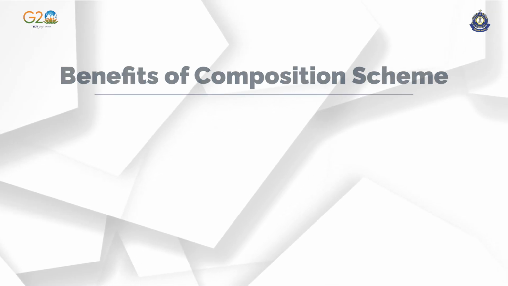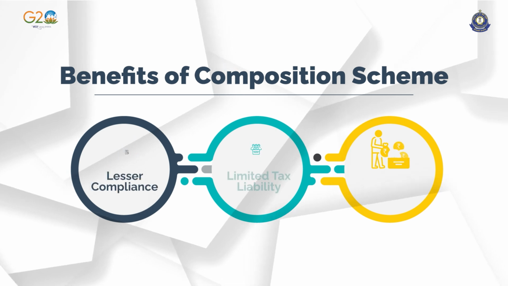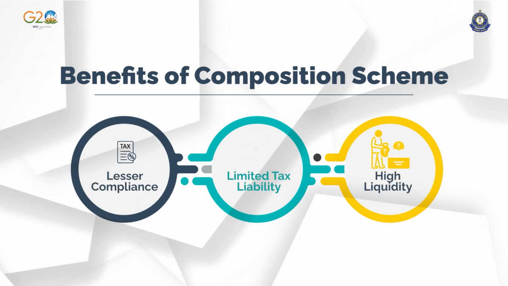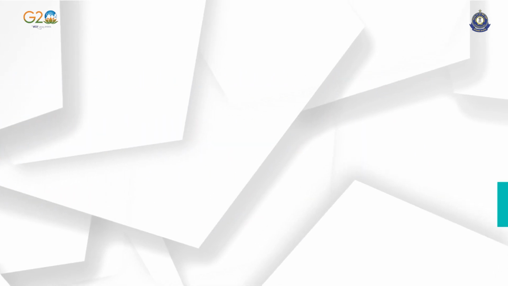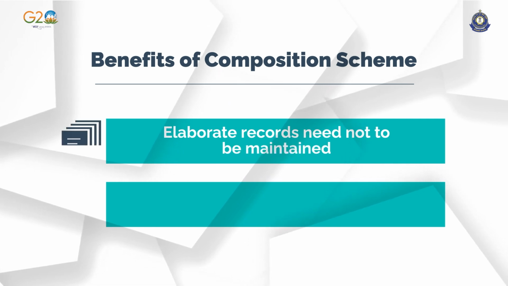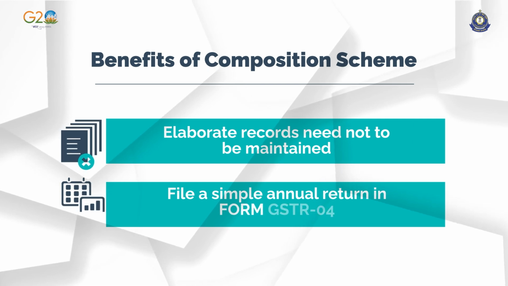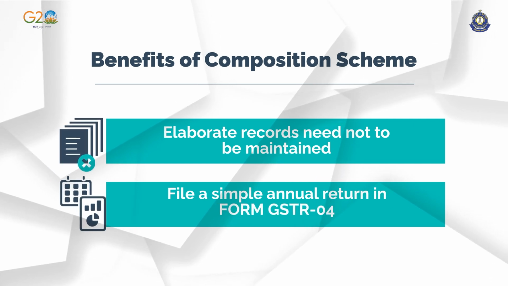Under this scheme, a registered taxpayer has to pay a small percentage of his annual aggregate turnover as tax on a quarterly basis. Such a taxpayer does not have to maintain elaborate records and has to file a simple annual return in Form GSTR 04.